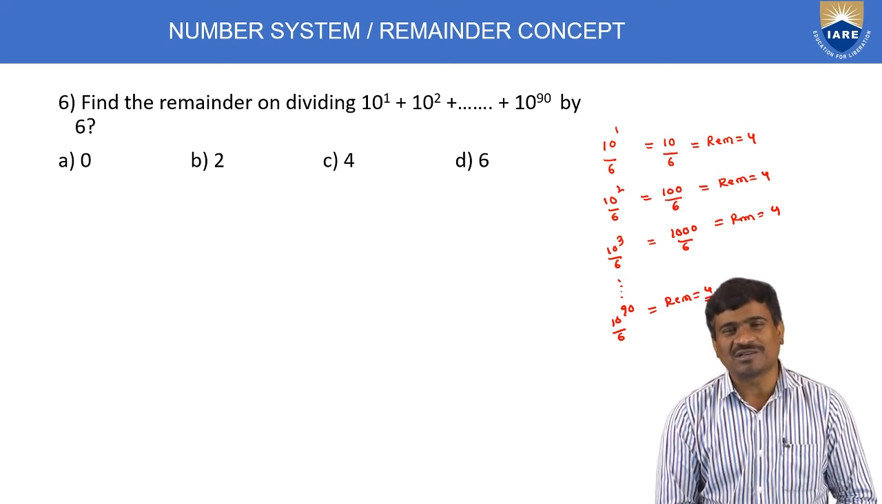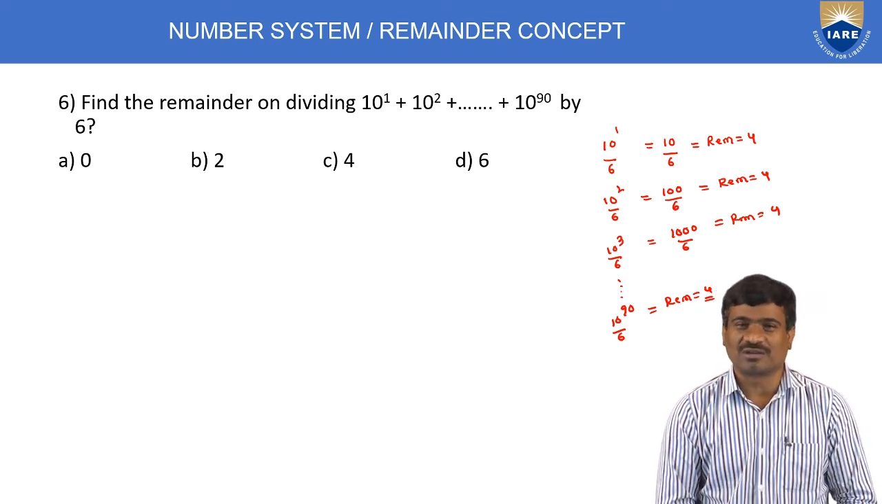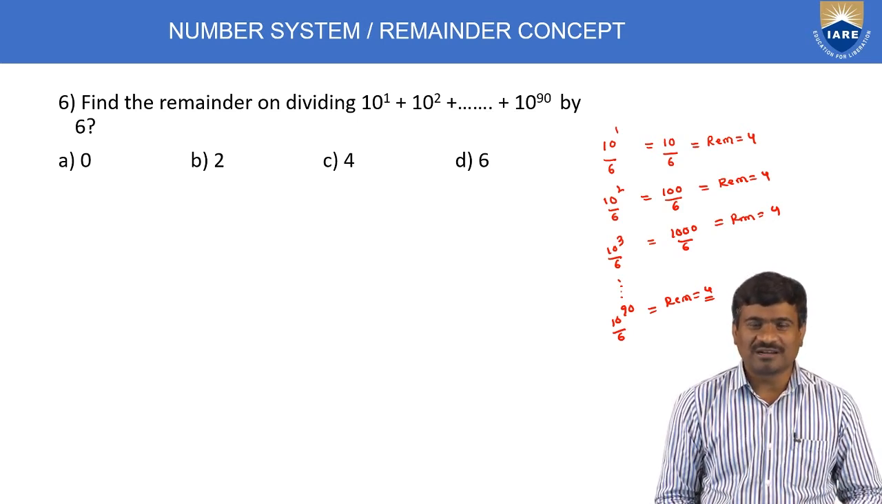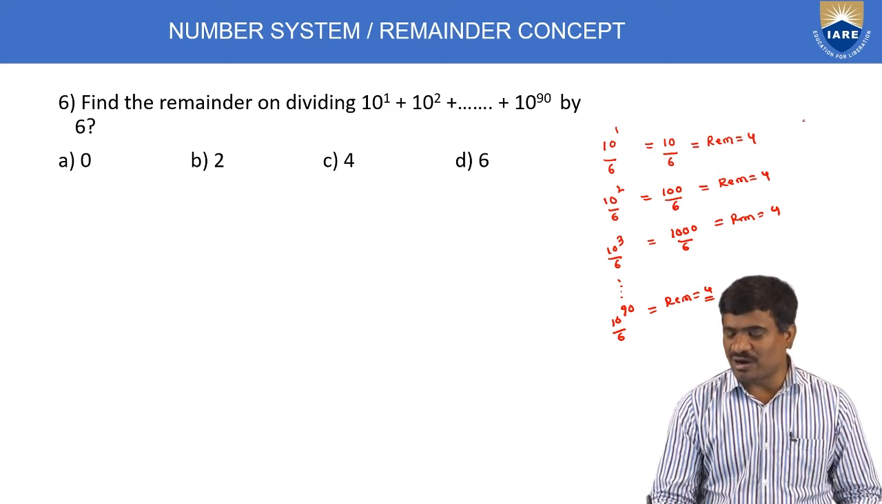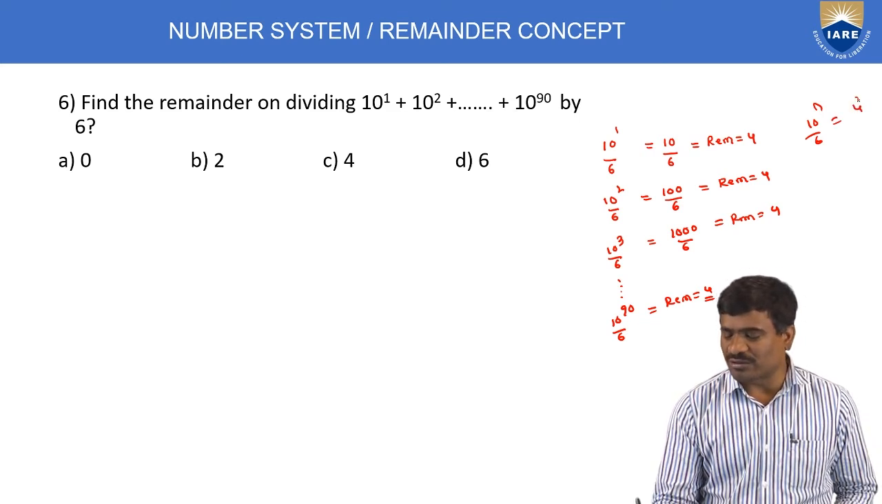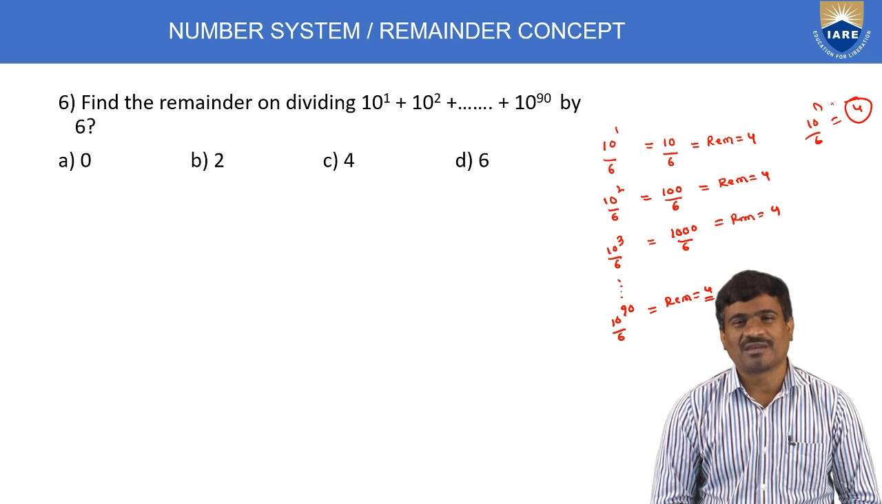Only one number is cyclically repeated, that is only 4. Consider 10 to the power of 1 by 6, 10 to the power of 2 by 6, 10 to the power of 3 by 6, 10 to the power of 4 by 6, and so on up to 10 to the power of n by 6, where n is any positive integer. The remainder is only 4.